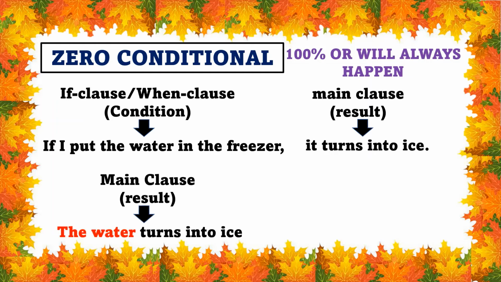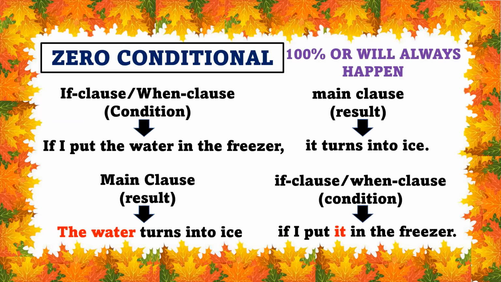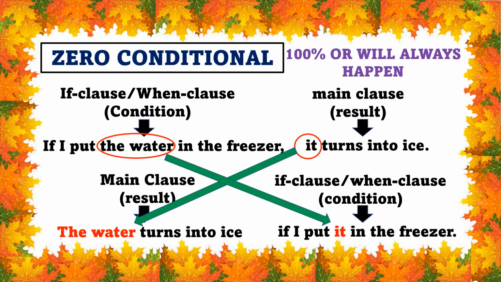The water turns into ice if I put it in the freezer. Let me repeat. The water turns into ice if I put it in the freezer. Now, could you please tell me what have you observed in this example? Okay, so as you notice, the subject it turns into the water, and the noun phrase the water becomes it.